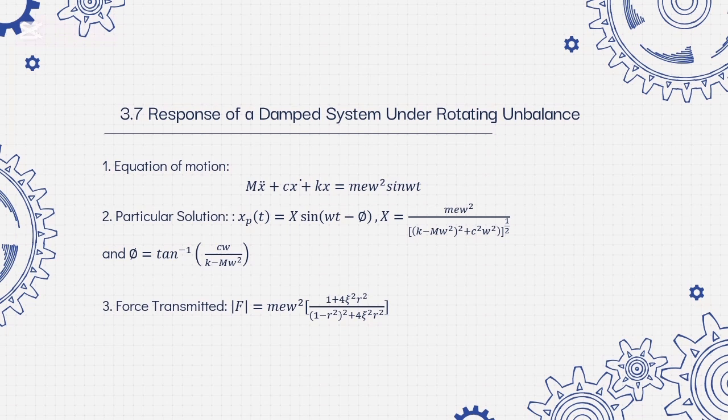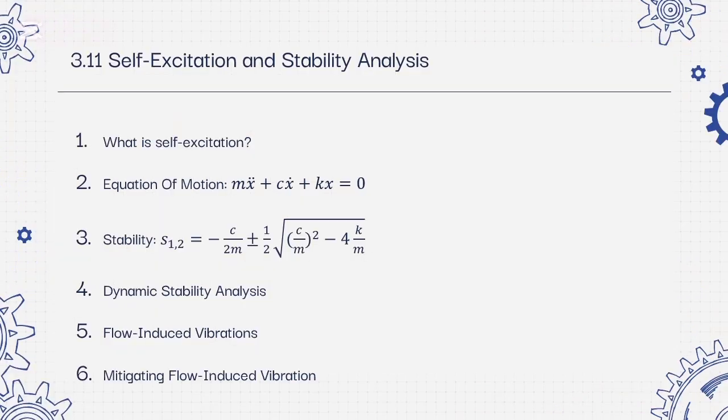And now we'll talk about self-excitation and stability analysis. First of all, self-excitation occurs when the system's motion feeds energy into its own vibration, causing instability. For example, brake squeal and flutter in aircraft wings.